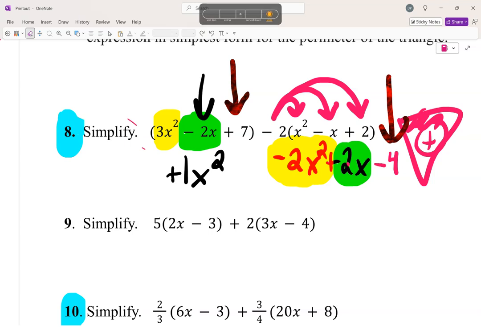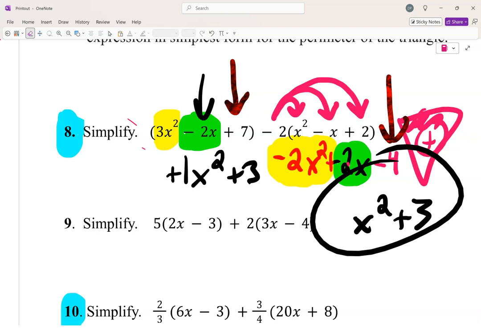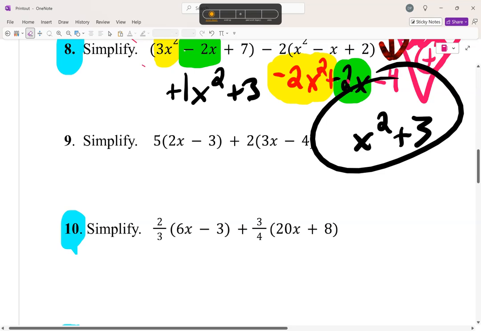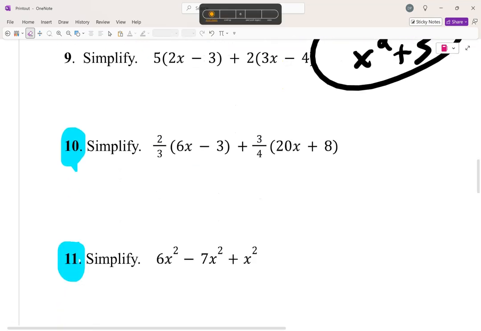Okay, and then 7 minus 4. 7 minus 4 is 3. Exactly. So you could write it like that, or usually we write it like this: x squared plus 3. Yay! Okay, cool. How many people got that answer? I know some people didn't get to it yet. All right, number 10.